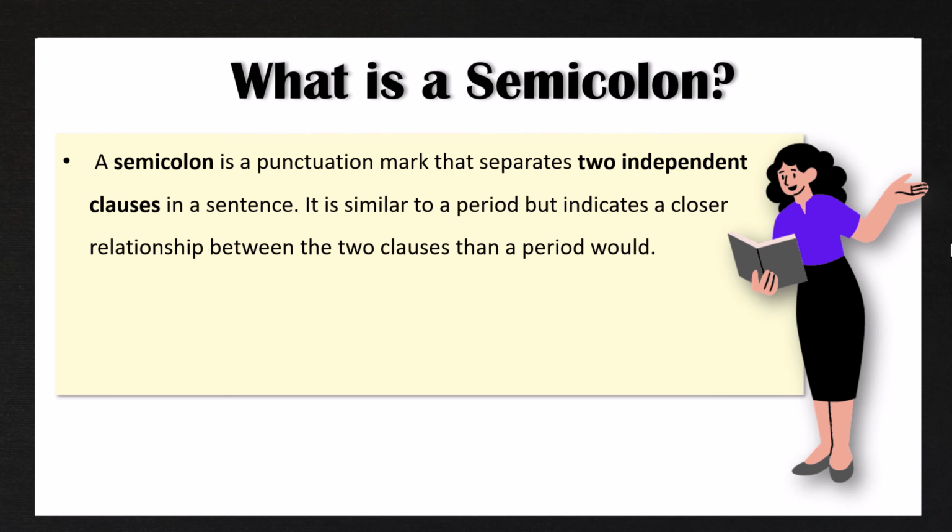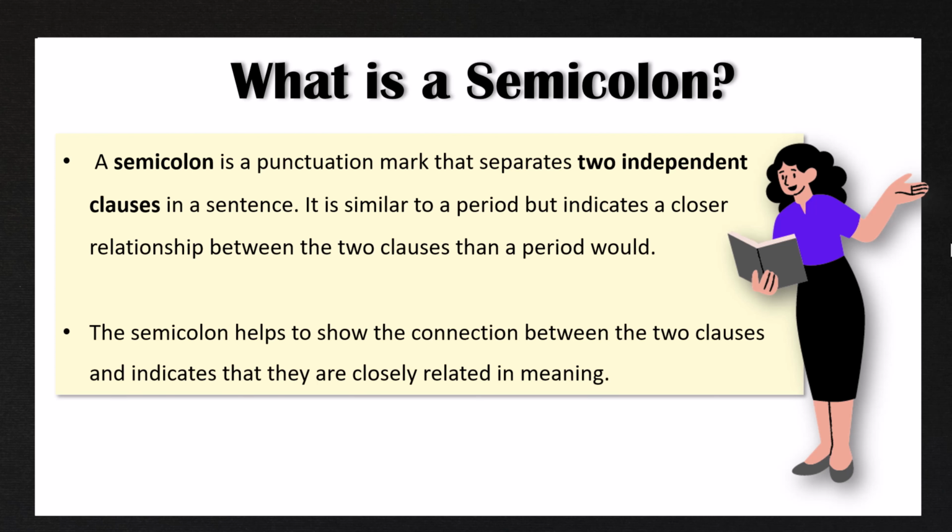A semicolon is a punctuation mark that separates two independent clauses in a sentence. It's similar to a period, also known as a full stop in the UK, but it indicates a closer relationship between the two clauses than a period would. The semicolon helps to show the connection between the two clauses and indicates that they are closely related in meaning.